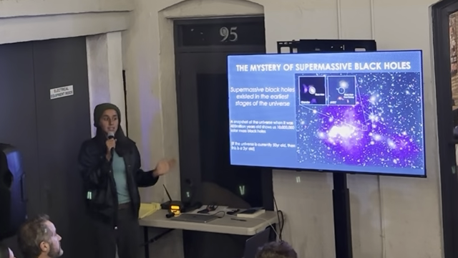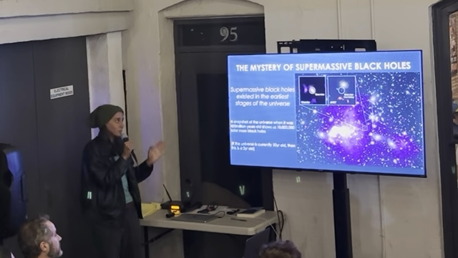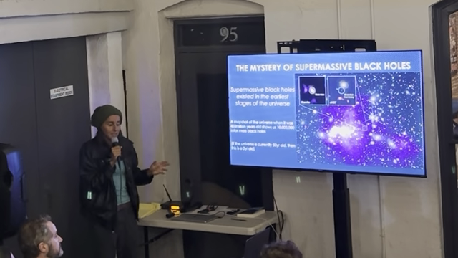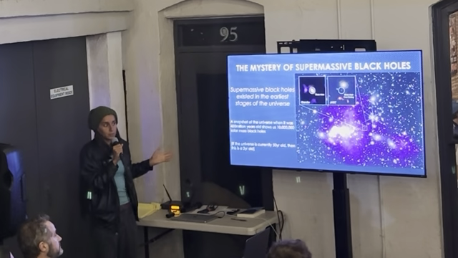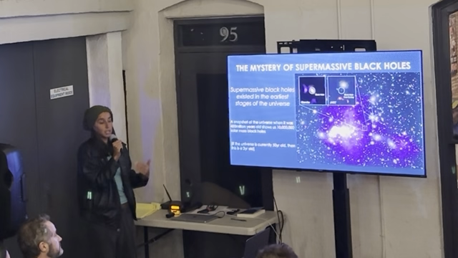So if you were to look at a snapshot of the universe when it was 450 million years old, which may not sound very young to you, but if the universe was currently roughly 50 years old, it would be 2 years old at this point. This is roughly 3% of the lifetime of the universe.